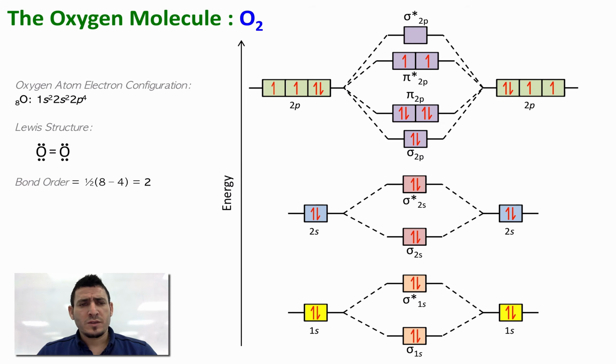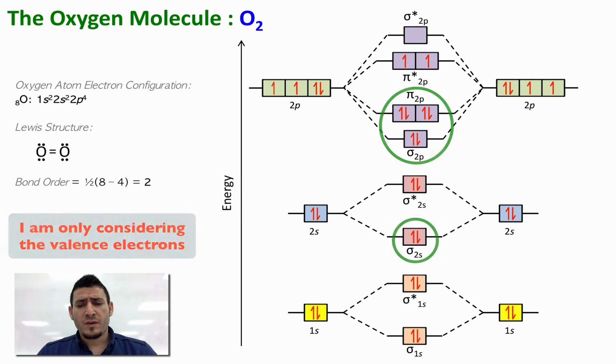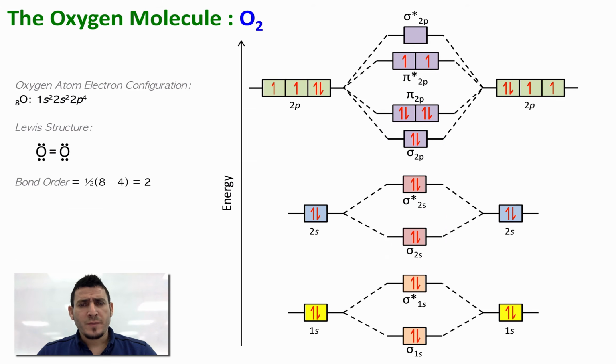So the bond order is equal to 1/2 multiplied by, I have 8 bonding electrons and 4 antibonding electrons, and therefore the bond order is equal to 2. Now that's good because bond order of 2 means that I have to have a double bond, and this confirms the Lewis structure that we know.